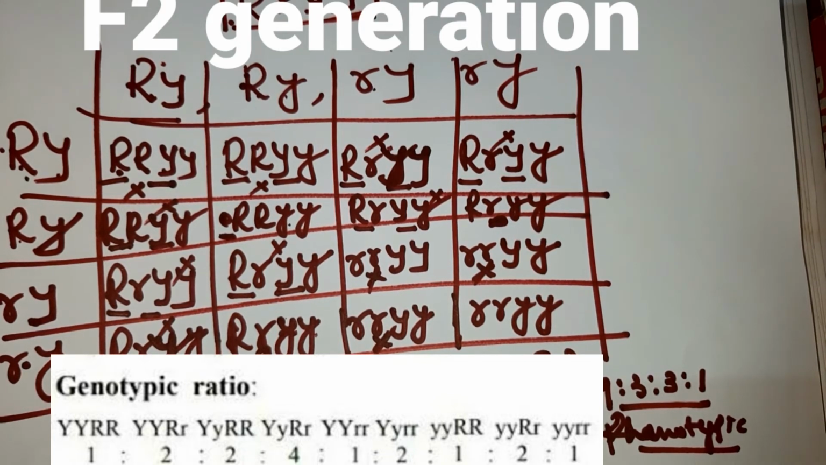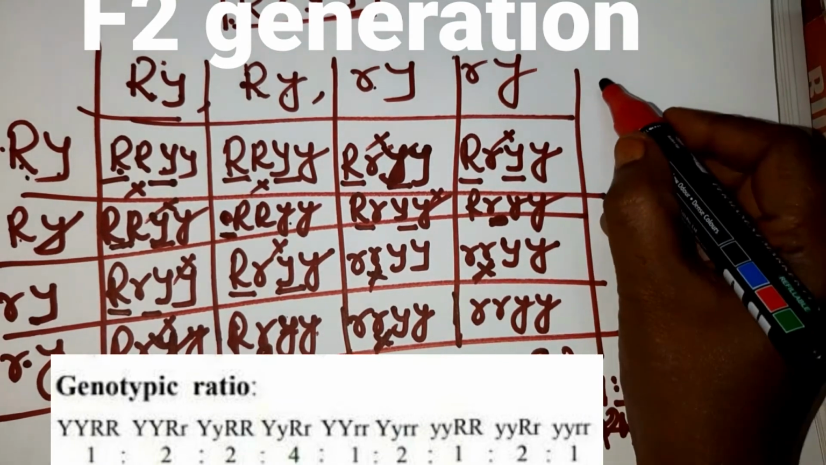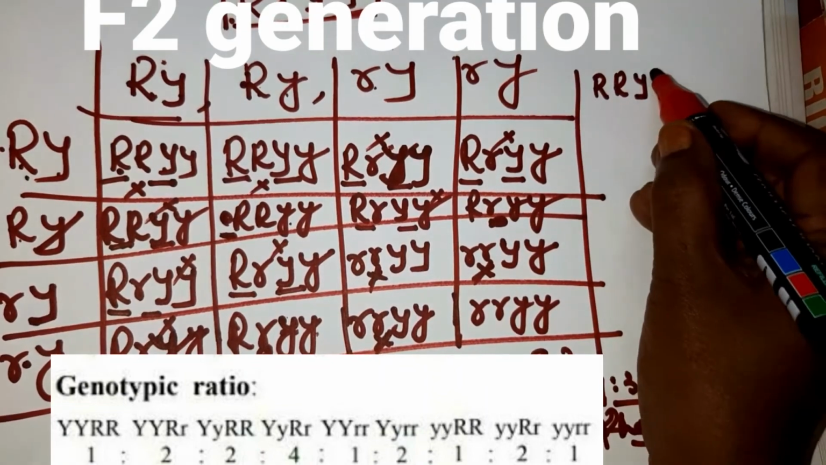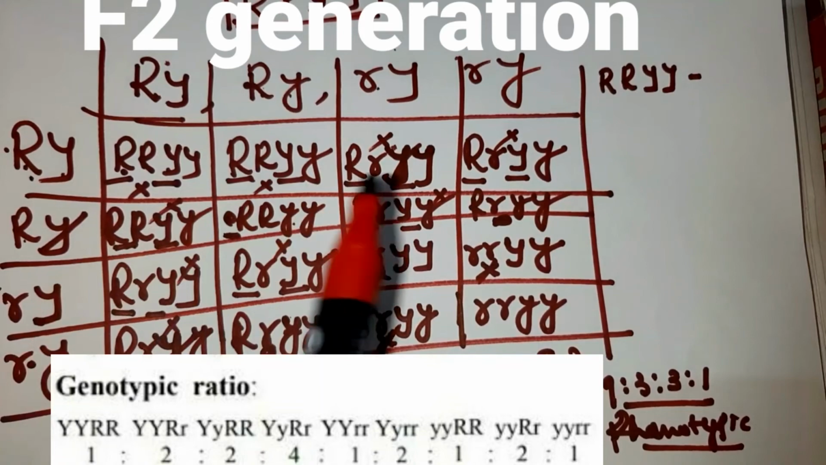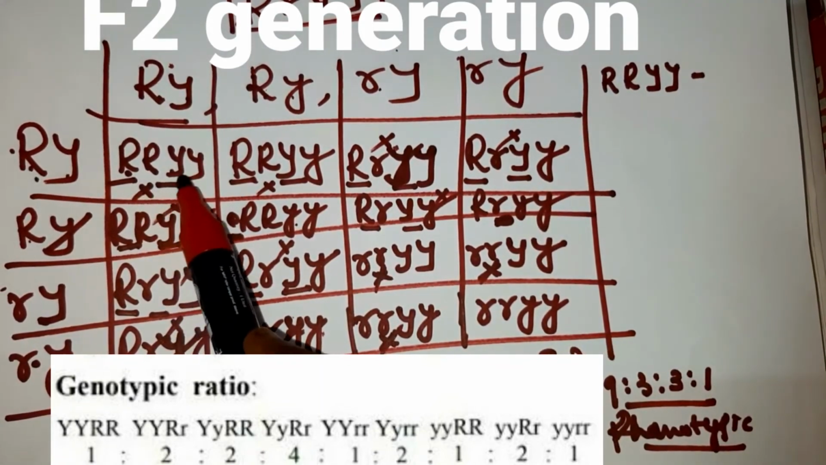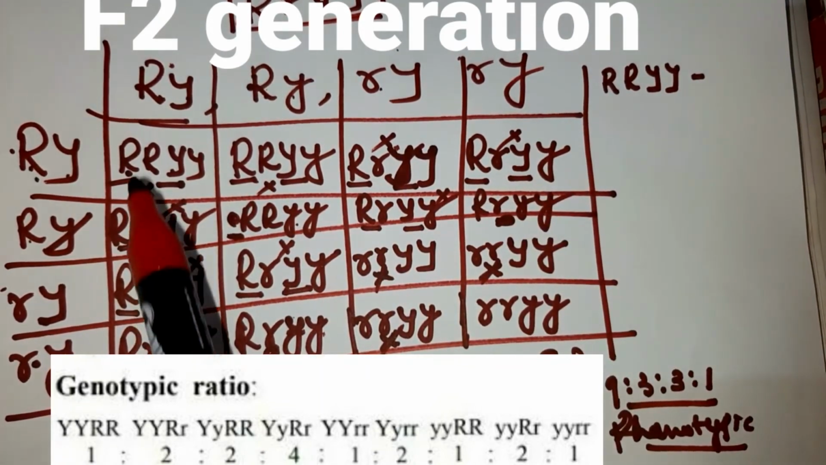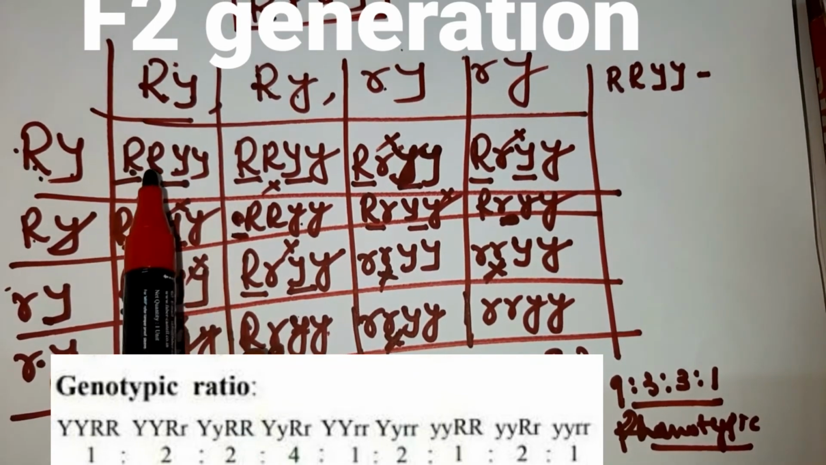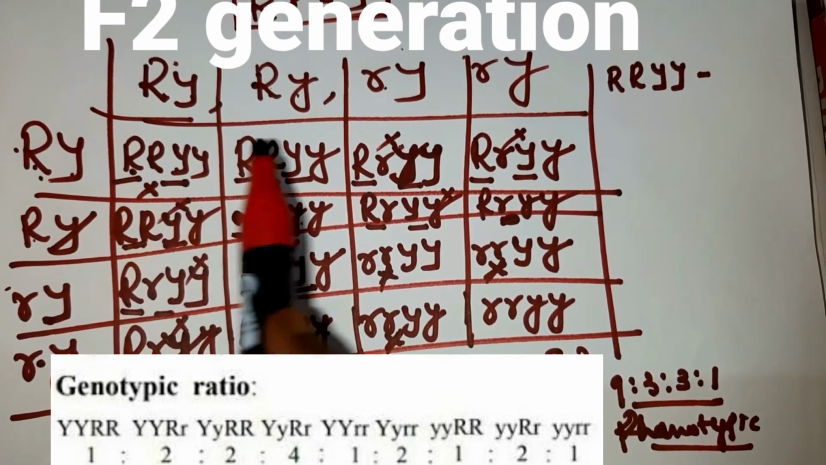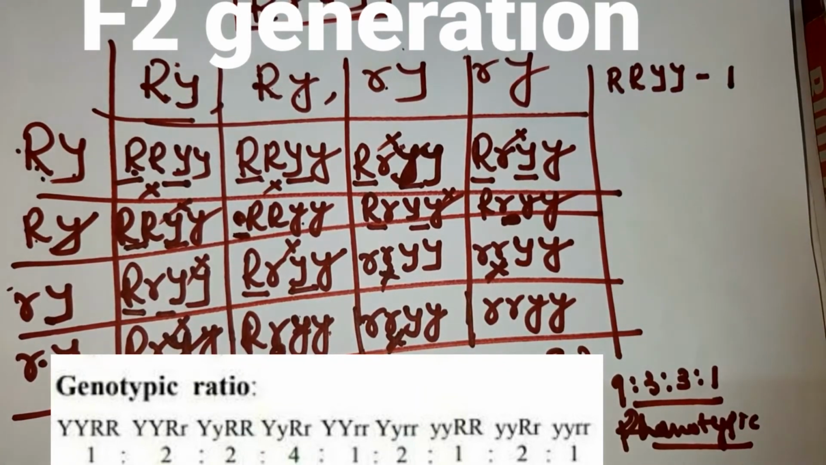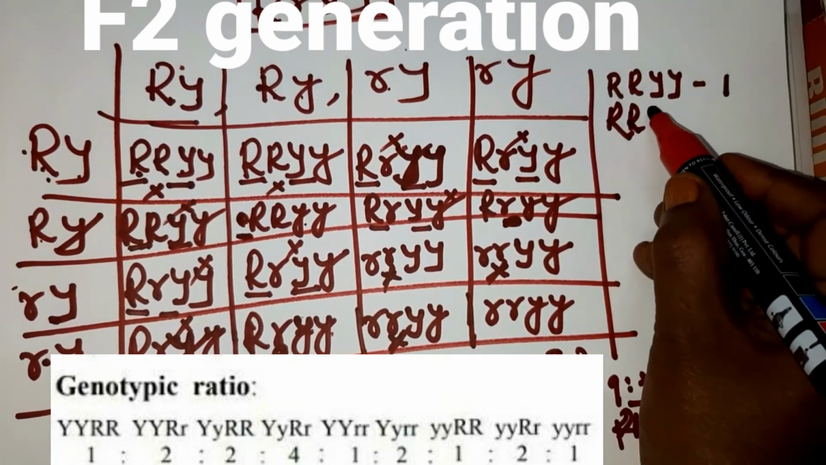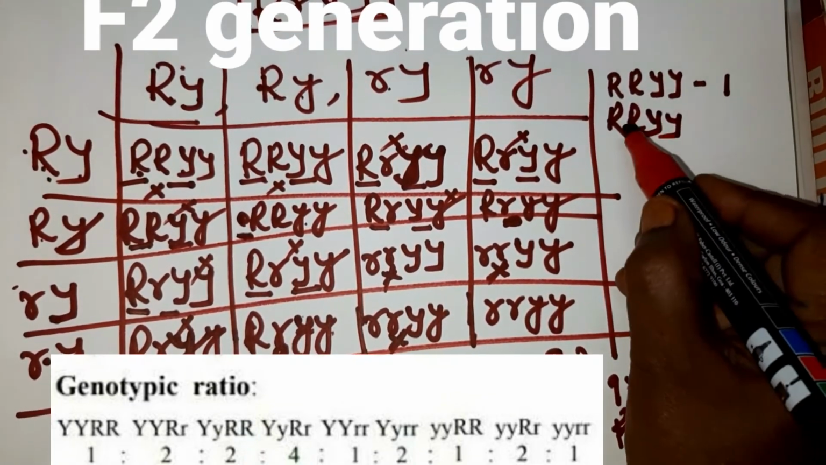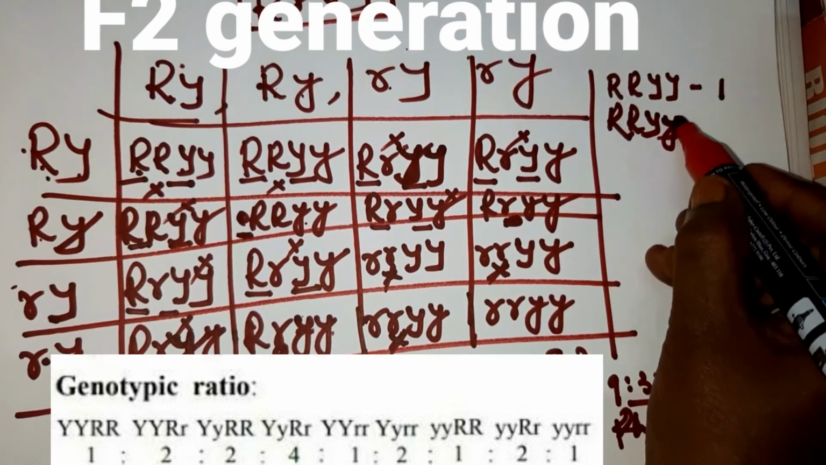Now, how do you find this genotypic ratio, children? You have to study in detail, children. First, you will write capital R, capital R, capital Y, capital Y. So you have to see, children, 16 varieties you have to check now. See, capital R, capital R, capital Y, capital Y. Where you can see all capitals, that is totally homozygous, round and yellow. So you have only one, children. Clear, children? Then capital R, capital R, capital Y, small y. Capital R, capital R, capital Y, small y, children.